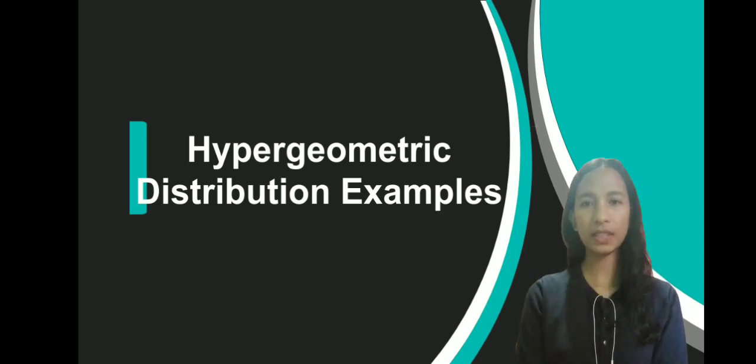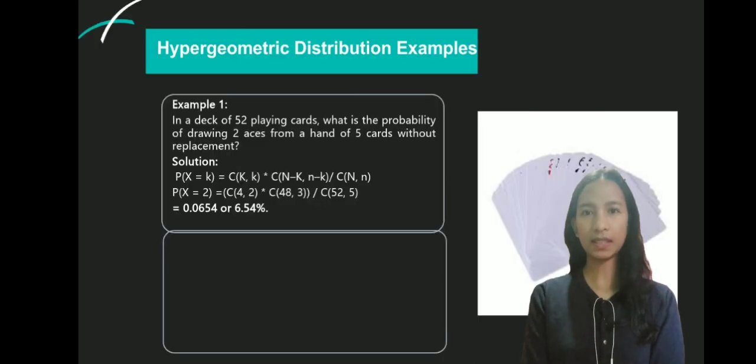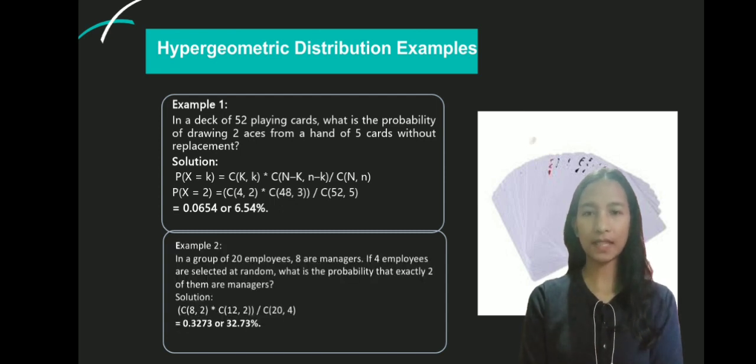Now, let's proceed to the examples of hypergeometric distribution. Our first example is, in a deck of 52 playing cards, what is the probability of drawing 2 aces from a hand of 5 cards without replacement? Solution. There are 4 aces in the deck. Using the hypergeometric formula, the probability is calculated as follows, which equals 0.0654 or 6.54%.